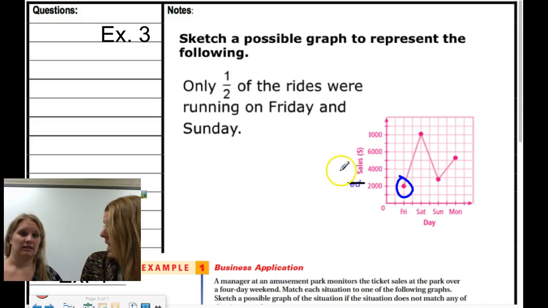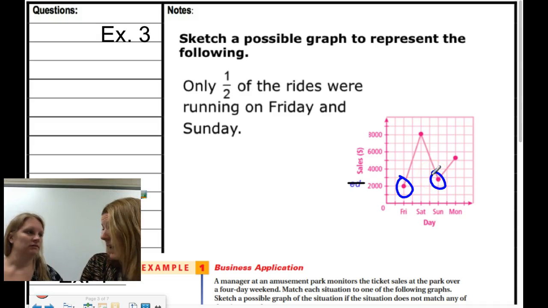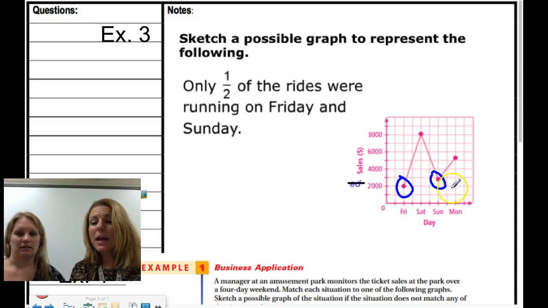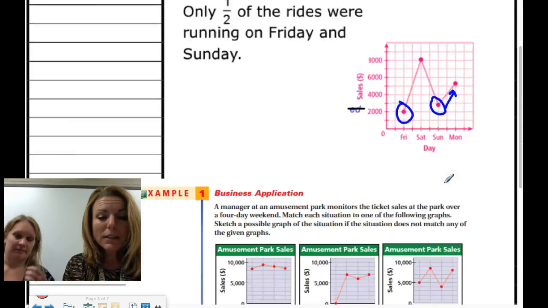Saturday the rides were working again, so sales jumped. But Sunday, again, they weren't working. Sales were still a little higher than Friday because it's a weekend, but they went down. And then Monday they jump back up because the rides are fixed again. But they're not as high on Monday as they are on Saturday. Let's go to the next one.